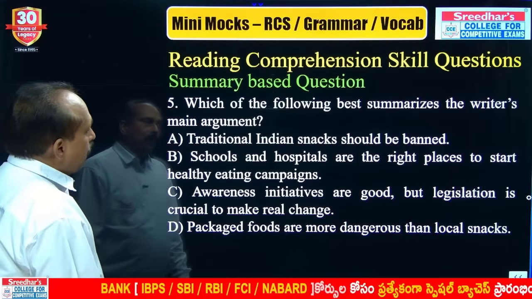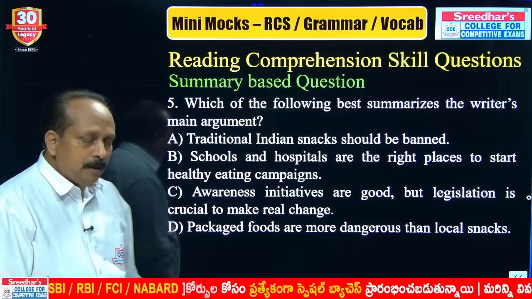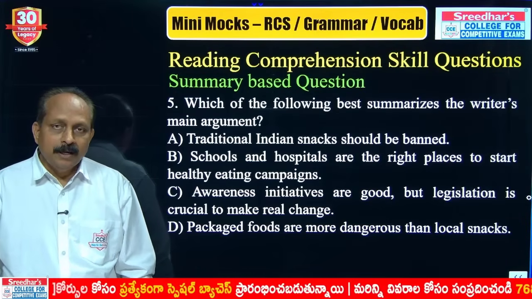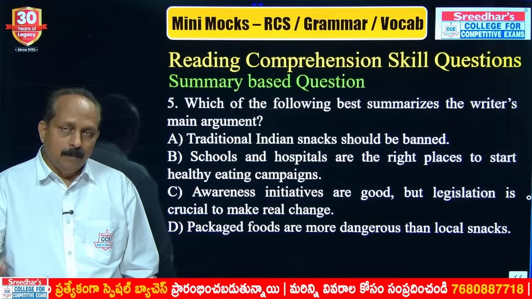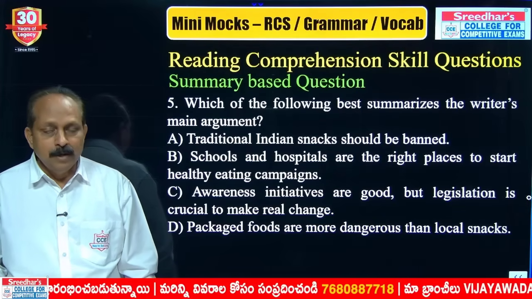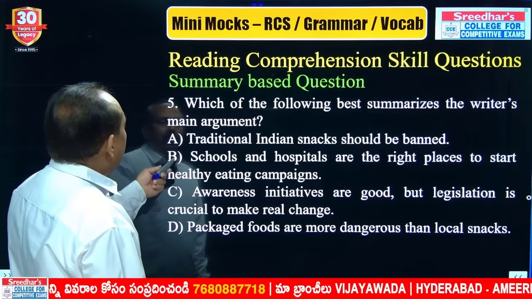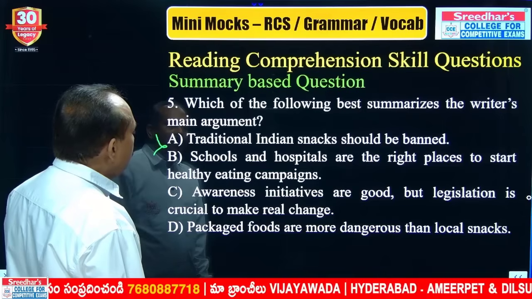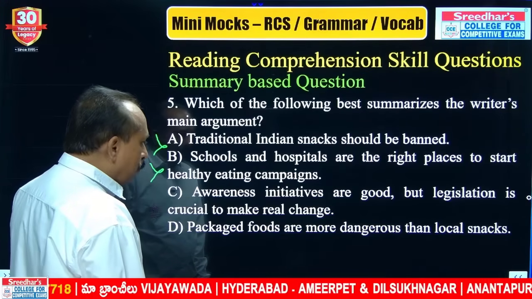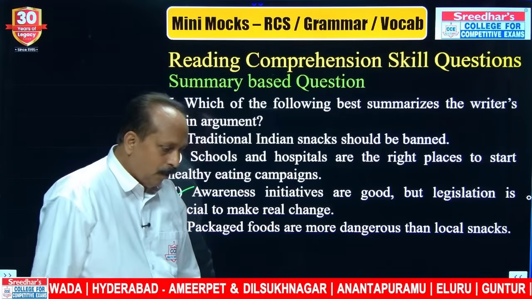What is the last one here? Summary based. Which of the following best summarizes the writer's main argument? What is the writer's main argument? You cannot simply depend on something that is symbolic. Creating awareness will not be enough to bring about change. The writer talks about two dimensions: one, creating awareness; the other, bringing about legislative measures. Traditional Indian snacks should be banned. Schools and hospitals are the right places. Awareness initiatives are good, but legislation is crucial to make real change, obviously.